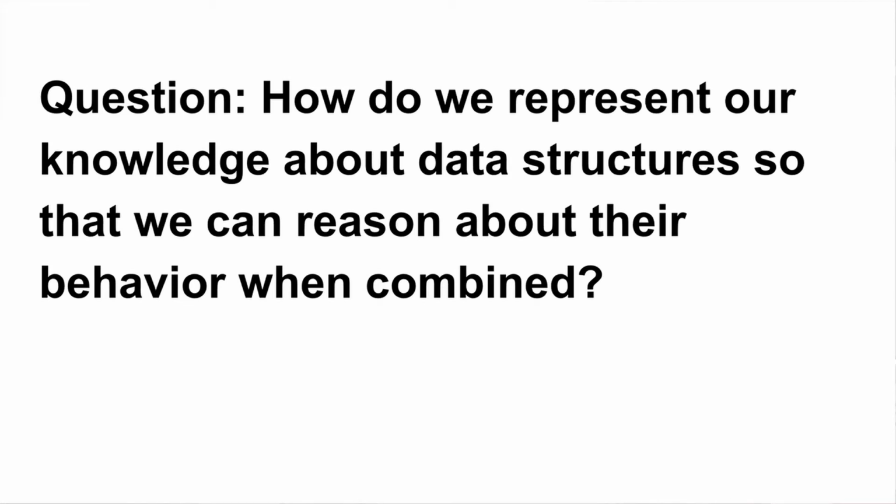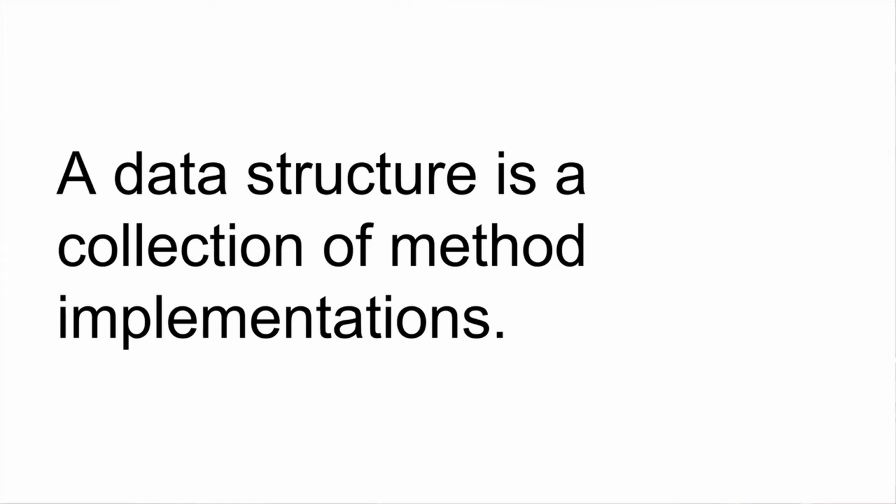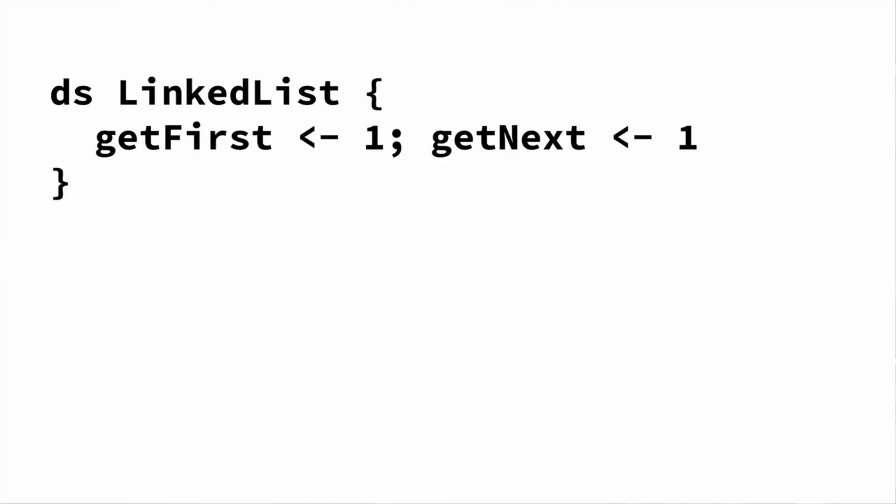So the question is, how can we represent all of our knowledge about data structures so that we can reason about their behavior when combined? Let's talk about how to do it. A data structure is going to be a collection of what I'm going to call method implementations. Let's look at one. Here's the linked list. A linked list has get first, which takes constant time, and get next, which takes constant time. Does anyone disagree?